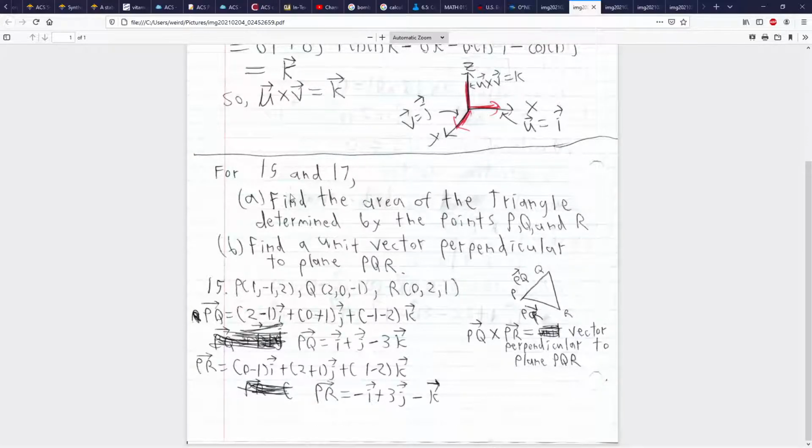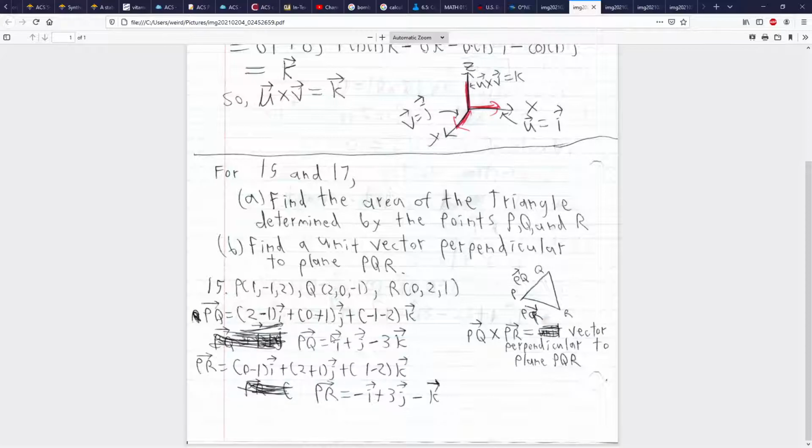So 15.17: we want to find the area of the triangle determined by the points P, Q, and R that are given, and find a unit vector perpendicular to plane PQR. P is (1, -1, 2), Q is (2, 0, -1), R is (0, 2, 1). The point is that PQ cross PR will equal a vector perpendicular to plane PQR. So we go from there. We just have to first create the vectors, though.